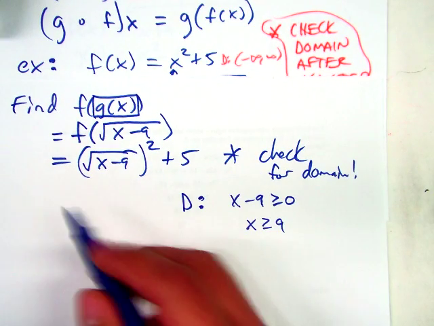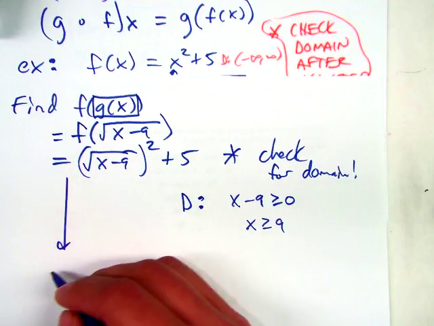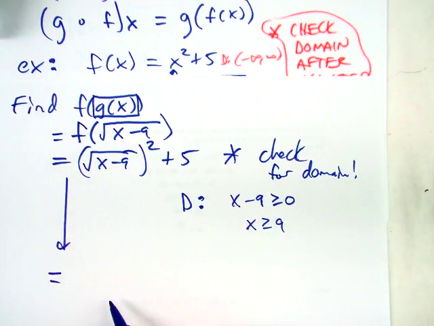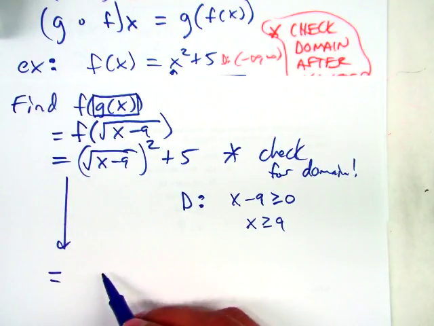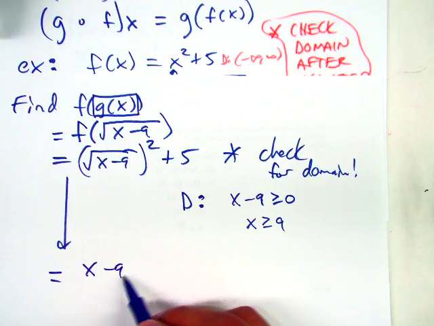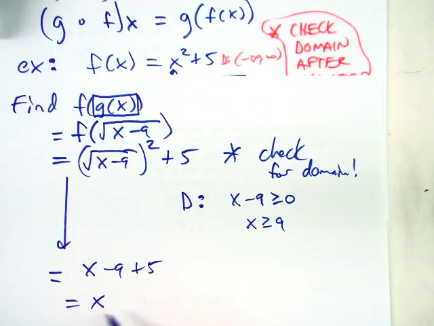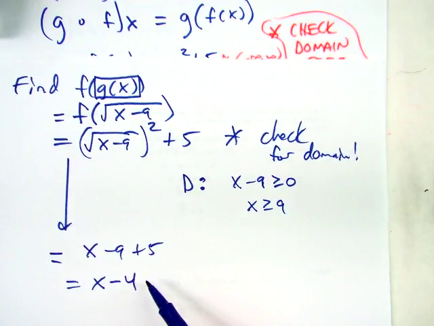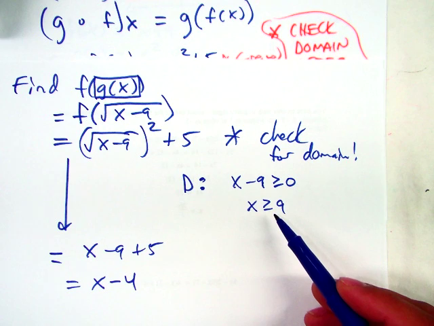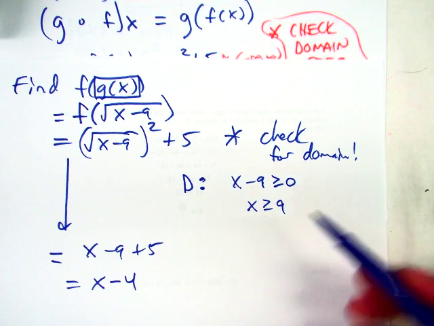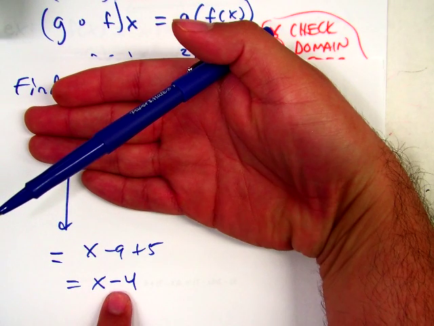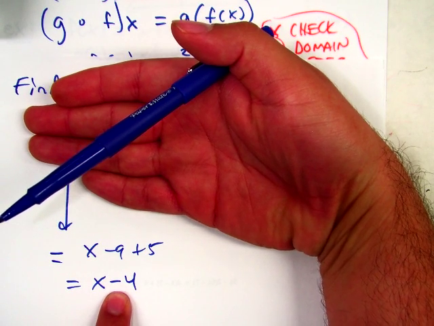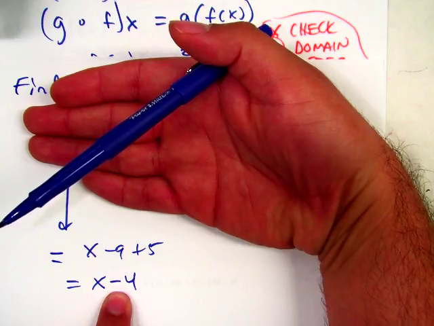Now, if I simplify this, what happens when I square it? It's just x minus 9 plus 5, which equals x minus 4. This is essentially the answer, but only when we're talking about numbers that are 9 or more. So if you make the mistake of saying, well, here's my answer, it's a line, my domain is just all real numbers, right? It's not quite the same.